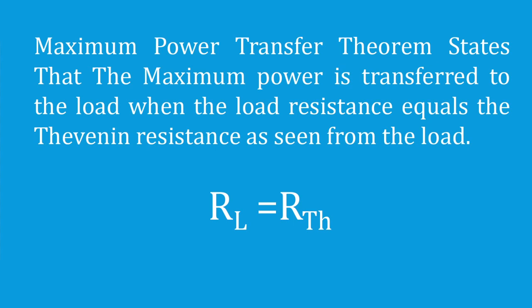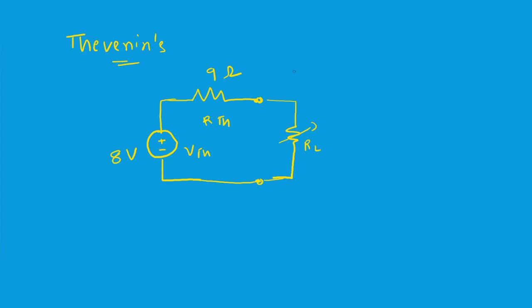What the maximum power transfer theorem states is that maximum power is transferred to the load when the load resistance is equal to Thevenin's resistance as seen from the load. It means, just now we have calculated the Thevenin equivalent R Thevenin, right? Whenever this R Thevenin is equal to the load resistance RL, then there is a maximum transfer of power from the source to the load.